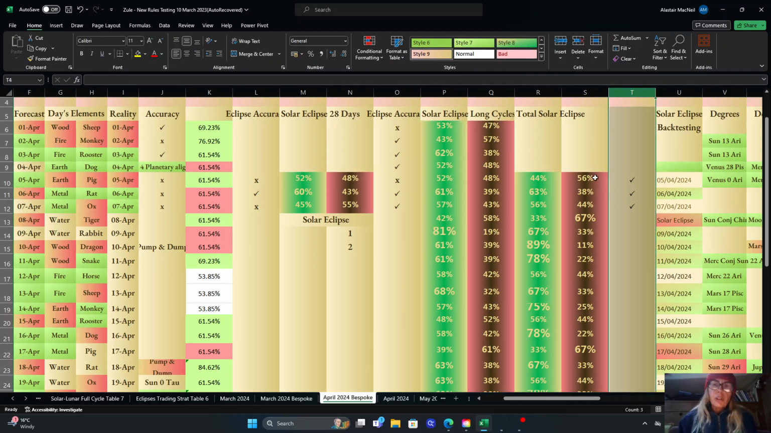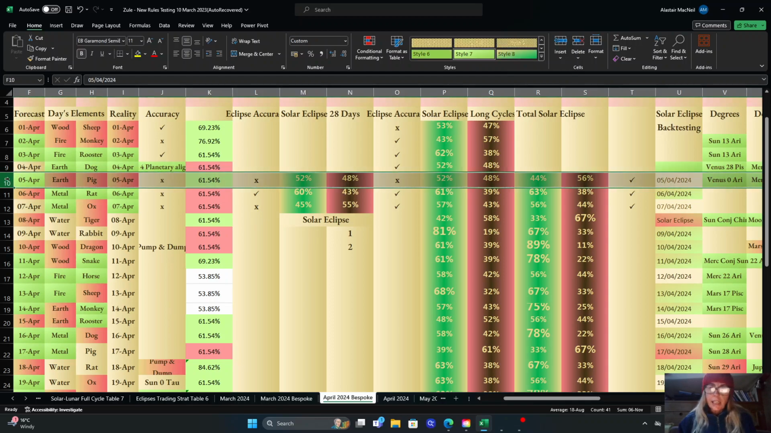So these are the results where the total eclipses so far are producing 100% accuracy. Every single candle so far has panned exactly the same. They predicted a red candle for the 5th of April, boom, red candle. Green candle for the 6th of April, we got green candle. Green candle for the 7th of April, we got green candle, and they're predicting a red candle for tomorrow, for the 8th of April.